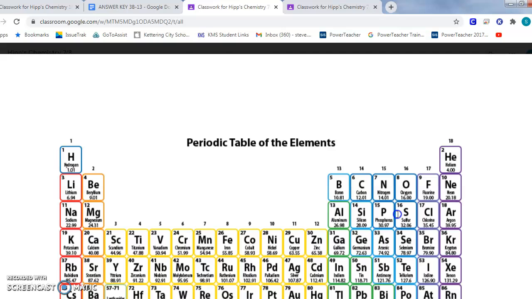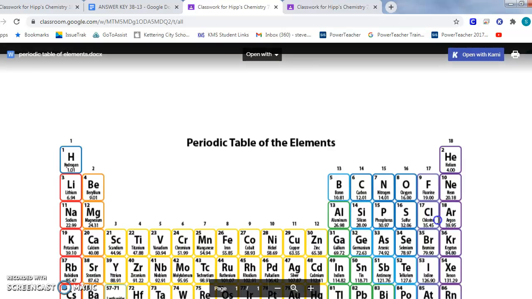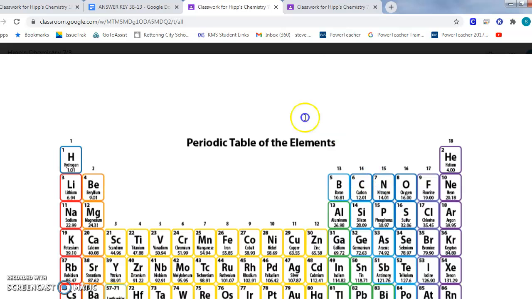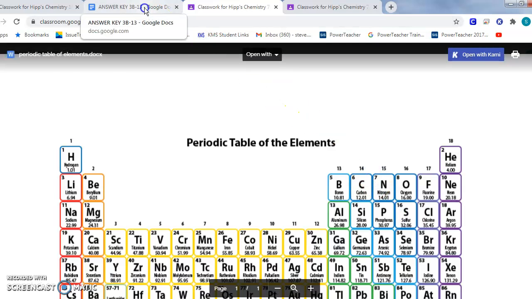Sulfur has 16 positives. If it's minus, there's 1 more negative than positives. It only has 17. It would need another one. It does not have 18 total. It would only have 17 total.